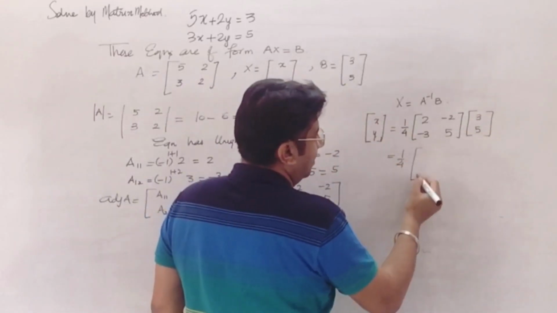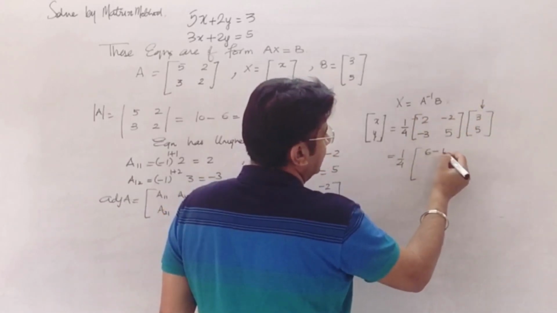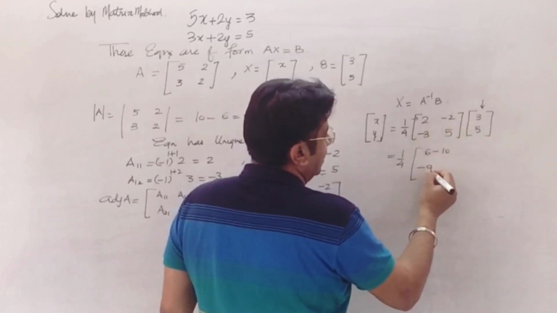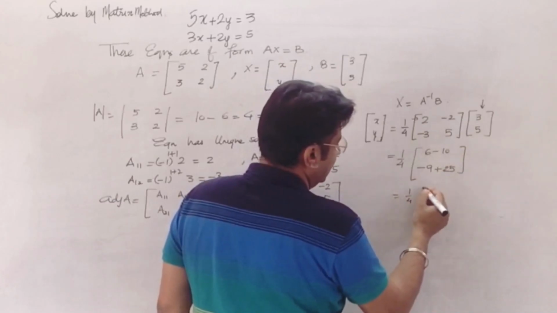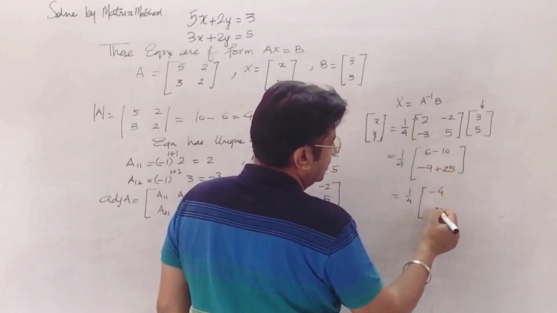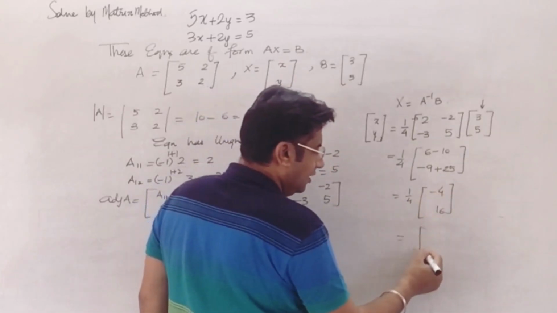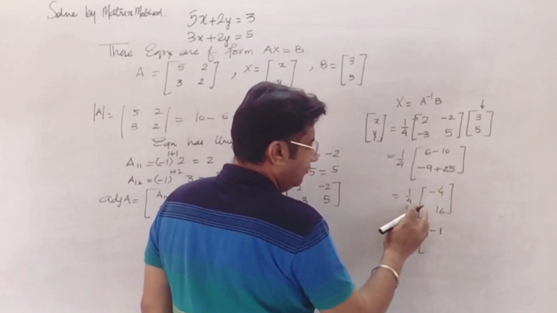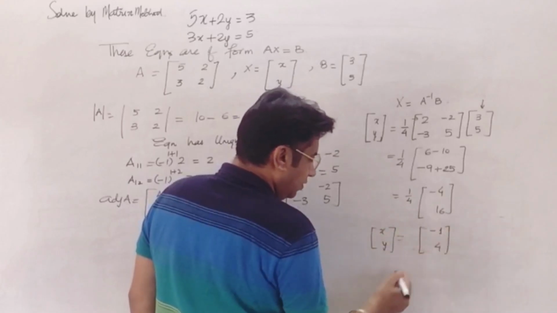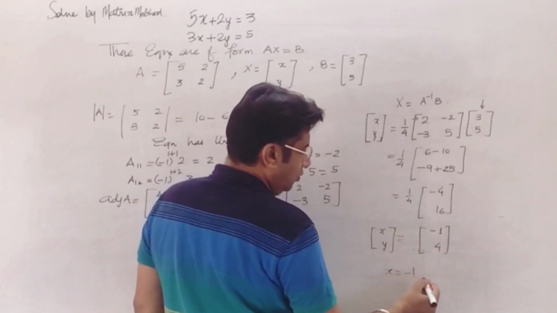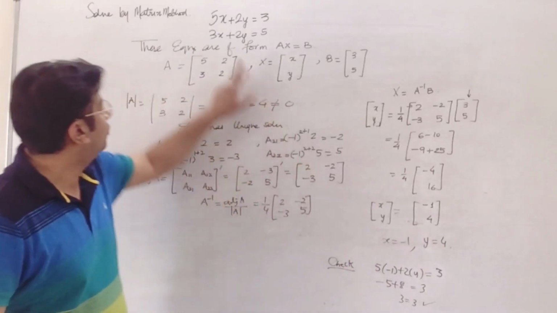Now you multiply these two matrices: 3 times 2 is 6, minus 10, minus 9 plus 25. It is minus 4 and 16. Now multiplication of a matrix by a scalar: it will be 1 by 4 into minus 4, which is minus 1, and 1 by 4 into 16 is 4. Now you compare the two matrices: x is equal to minus 1, y is equal to 4. Right answer, as we can substitute the values in this equation.